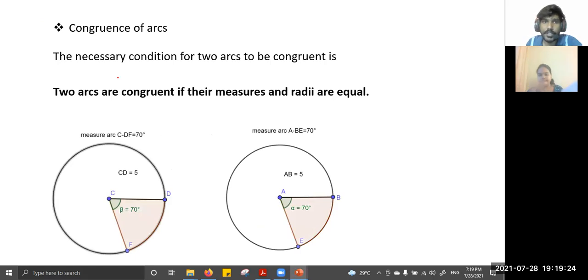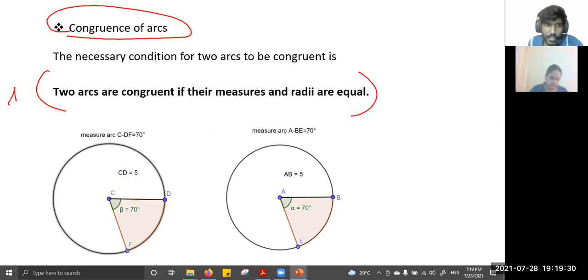Now here, give the heading congruence of arcs and just write this condition. This is very important. Two arcs are congruent if their measures and radii are equal. These are very important points. It can come for MCQs.